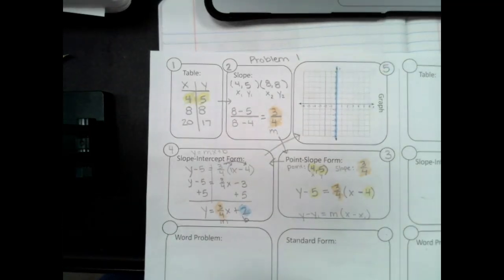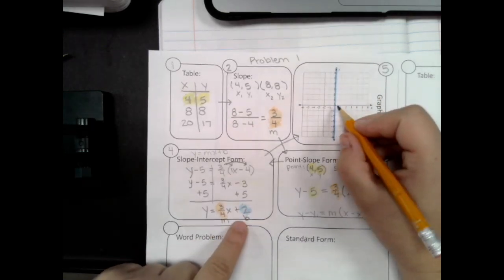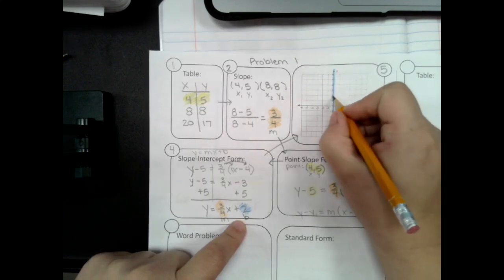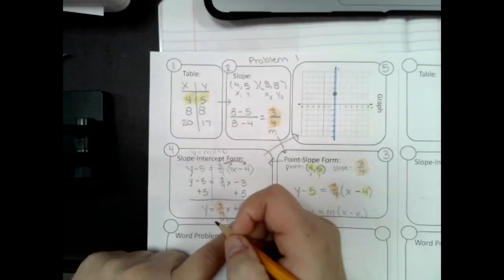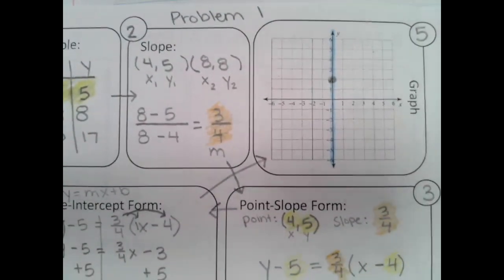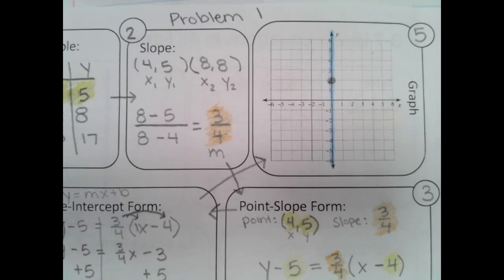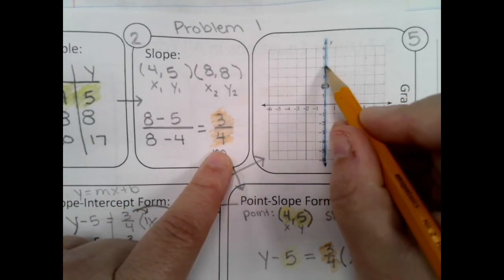So on my graph, I'm going to go with 2 on my y-axis. So from the origin, we go up 2. Yep, at 2, right on the y-axis. And my slope is 3/4. So we're going to go up 3, rise 3, and run 4.